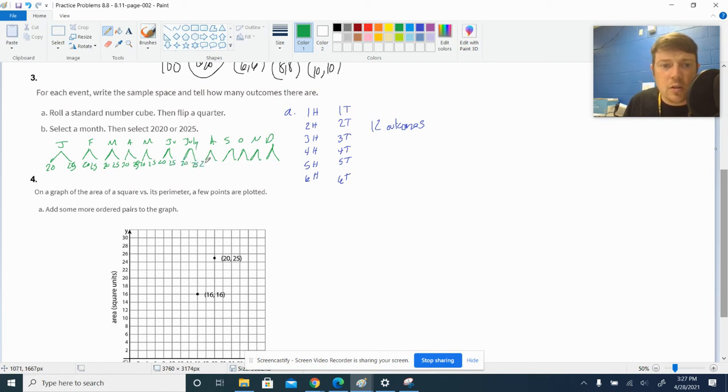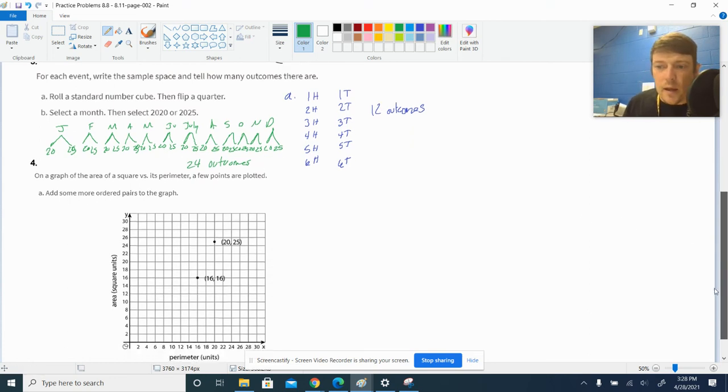As I finish, let's ponder how many outcomes would be inside of this. I had 12 different months, and I had 2 different years. So 12 times 2 gives me 24 outcomes. 12 months, 2 different years, 12 times 2, 24 different ways, as you see here in the listed sample space.